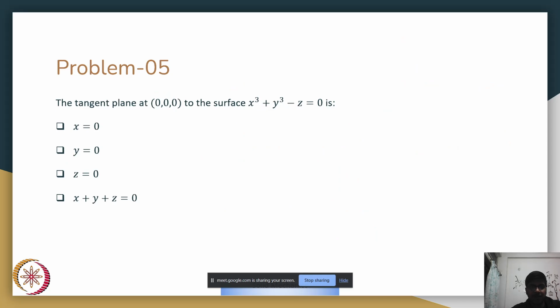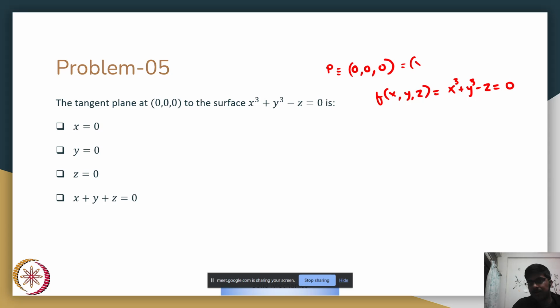The fifth problem, we are now asked to calculate a tangent plane at the point 0, 0, 0. So P is 0, 0, 0, and the surface is f of x, y, z equal to x cube plus y cube minus z equal to 0. I'll just rewrite it as x naught, y naught, z naught. What is the equation of the tangent plane? Does anyone remember?